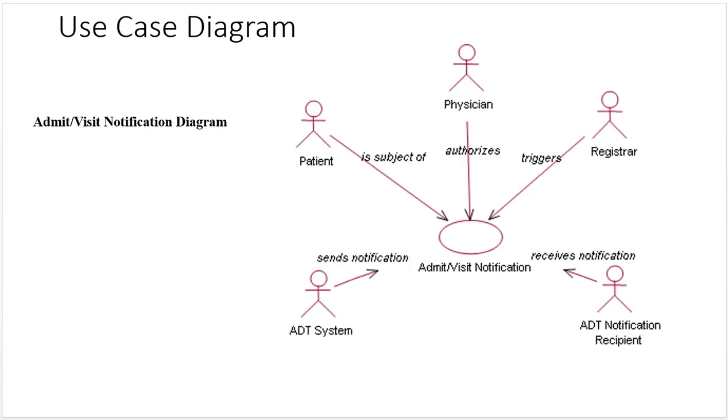And this is a typical use case diagram. This is for an admit visit notification diagram. You can see there's a patient who is the subject of the admit visit. The physician authorizes the admit visit. The registrar triggers the admit visit. And the ADT sends, and the ADT notification recipient receives. So it's just a picture of how this will be used.